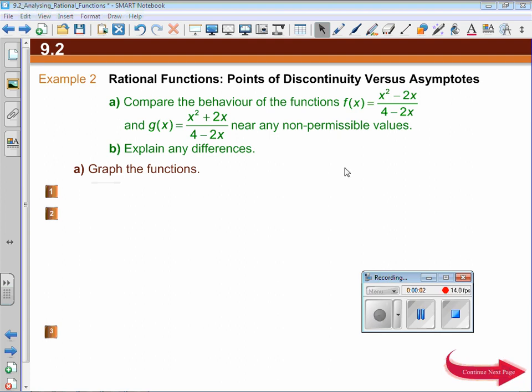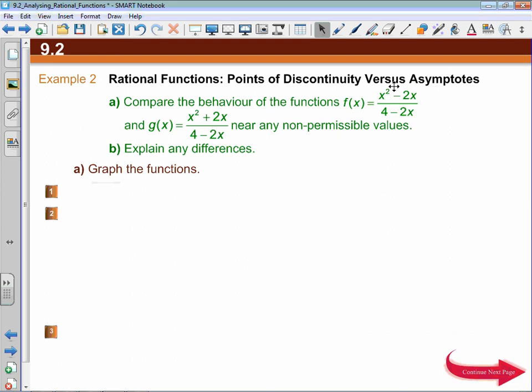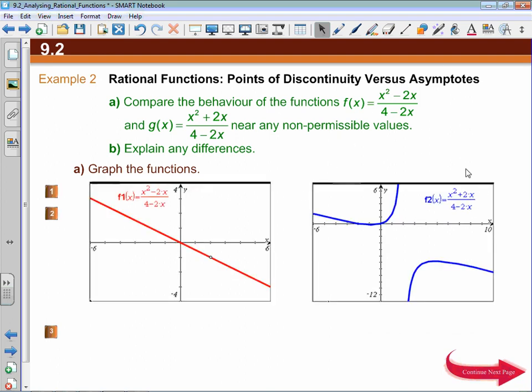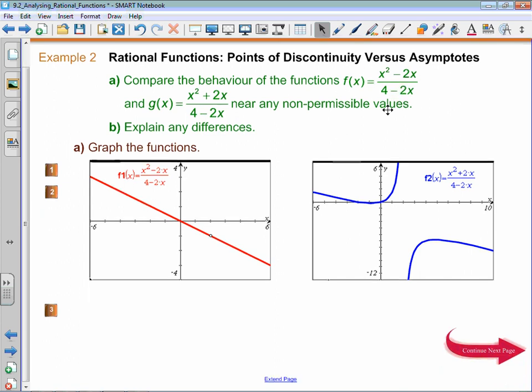All right, 9.2 example 2 wants us to compare these two functions. The best place to start is the graph of the two functions. So f of x, or they put f1 of x, which is here. I'm going to color code these beneath. And then f2 of x, they show in blue there. I'm going to write them underneath using the forms that they actually give us.